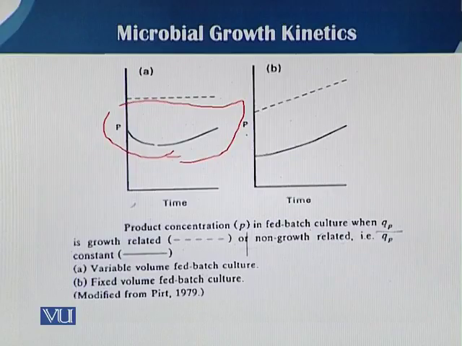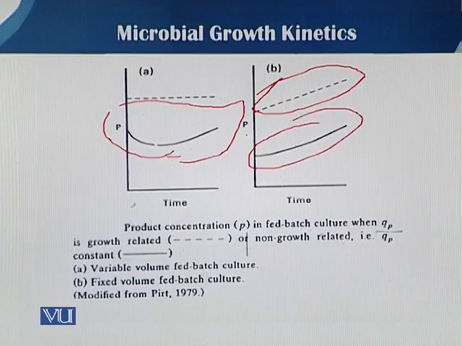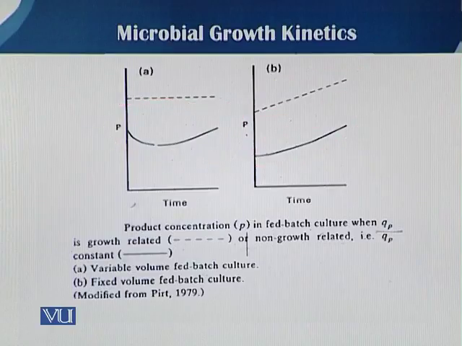But as far as the fixed volume is concerned, there is a continuous increase in biomass, and we can say there is a linear relationship in the product concentration. In the same way, we can say that it is either growth related or not growth related. So in both cases, in fixed volume, we have a linear increase in the product formation, or the rate of product formation, during the fermentation process.